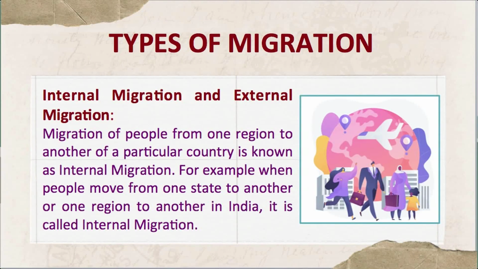In this example, the migrants who move out of Kerala constitute out-migration for Kerala, and because they have moved into West Bengal, it will be a case of in-migration for West Bengal. So we have understood what is in-migration and out-migration. Let us now discuss internal migration and external migration. Migration of people from one region to another of a particular country is known as internal migration.